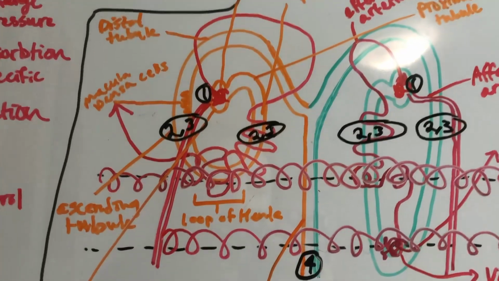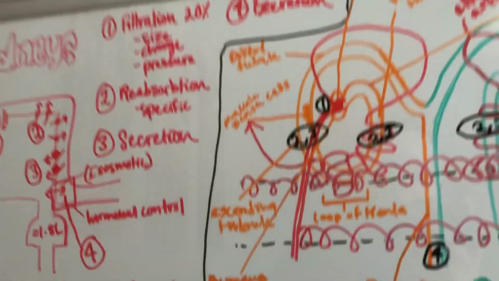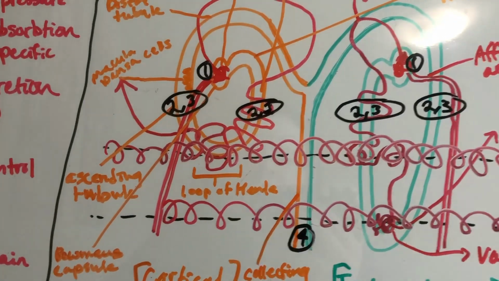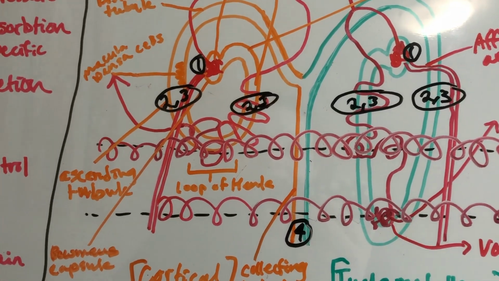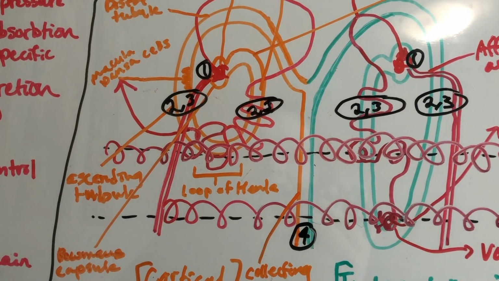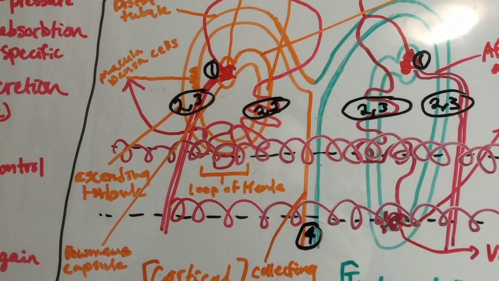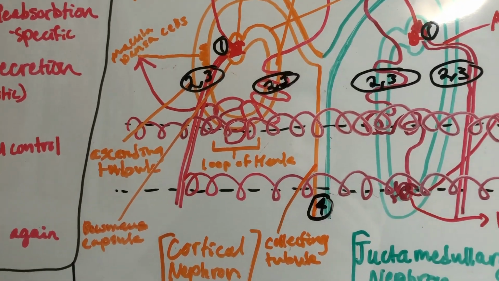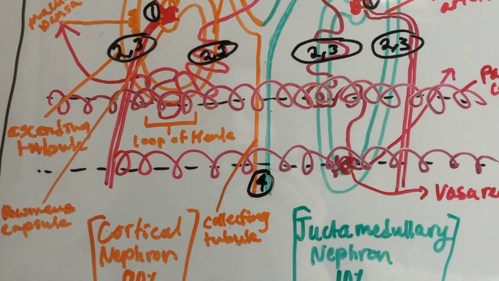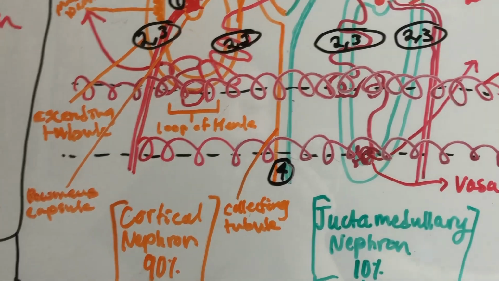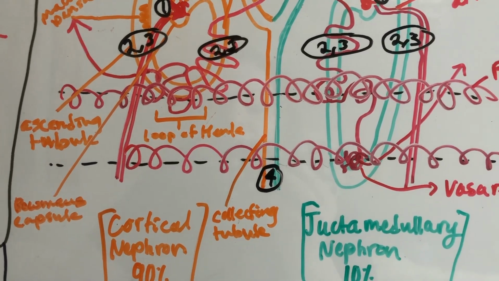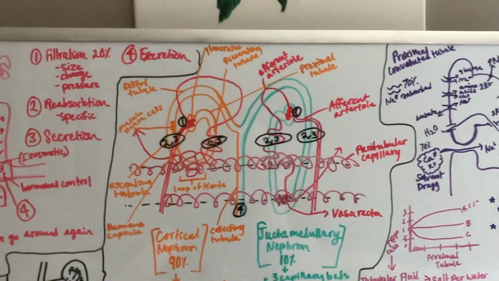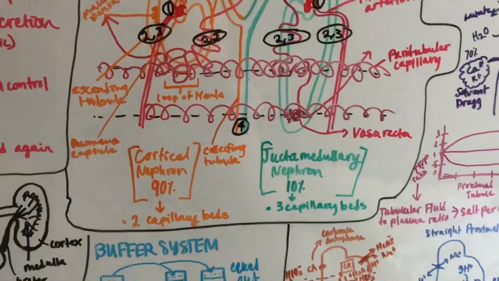Okay, so in correlation to our 1, 2, 3, and 4 that we talked about a little bit earlier, filtration is where the Bowman's capsule and glomerulus are, where we have filtration happening. And then in the descending and ascending tubules, we have reabsorption and secretion taking place. And then excretion is 4. That's the collecting tubule. And then those drain into the ureter and then out of your body from there through your bladder and your urethra.